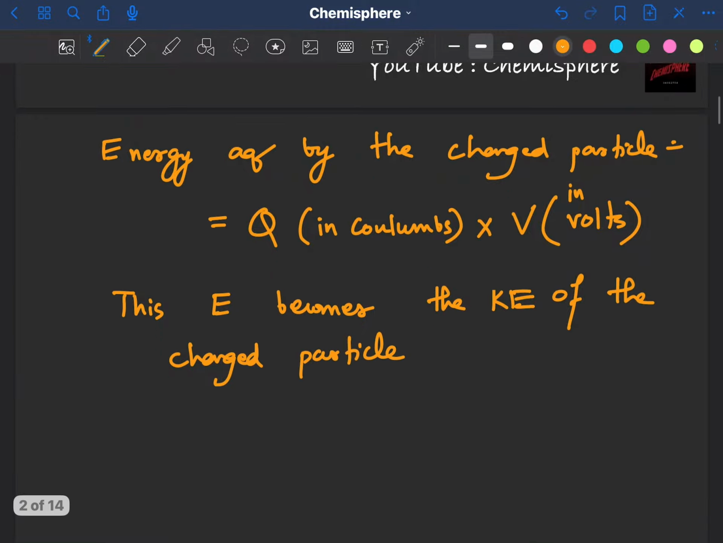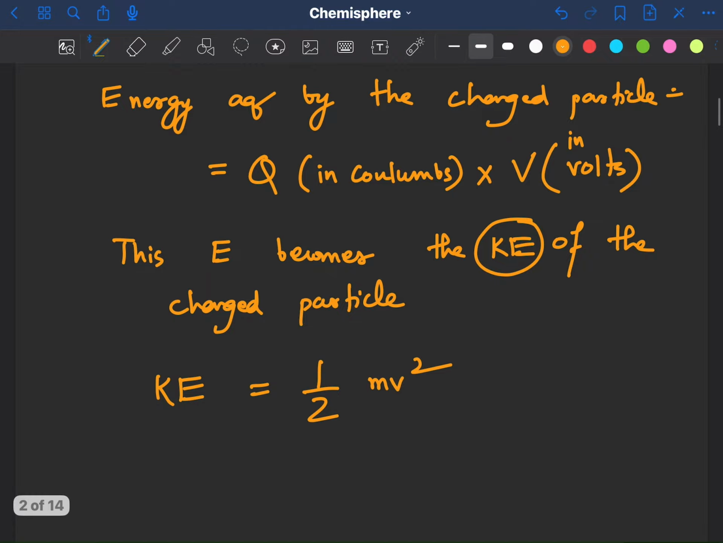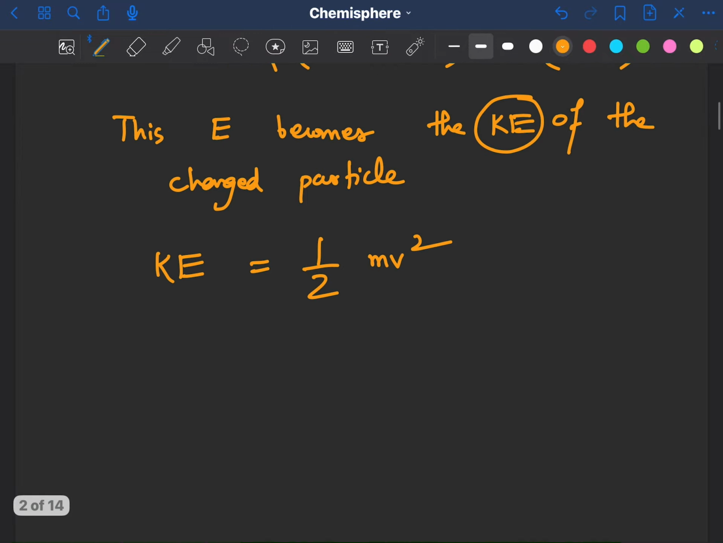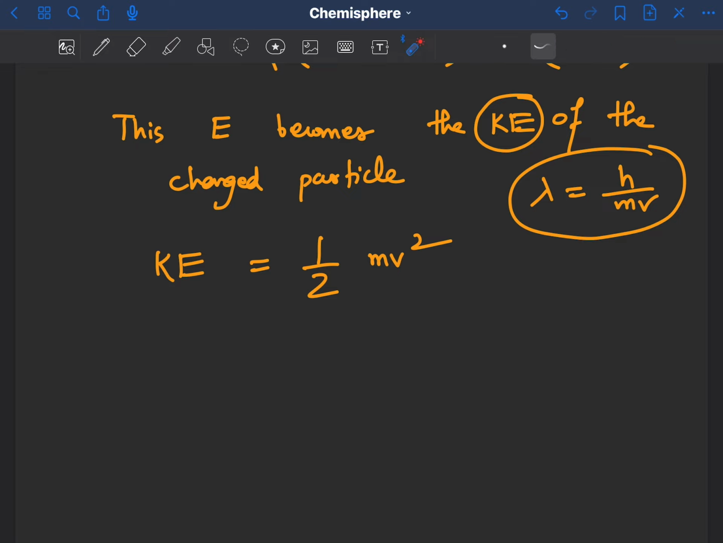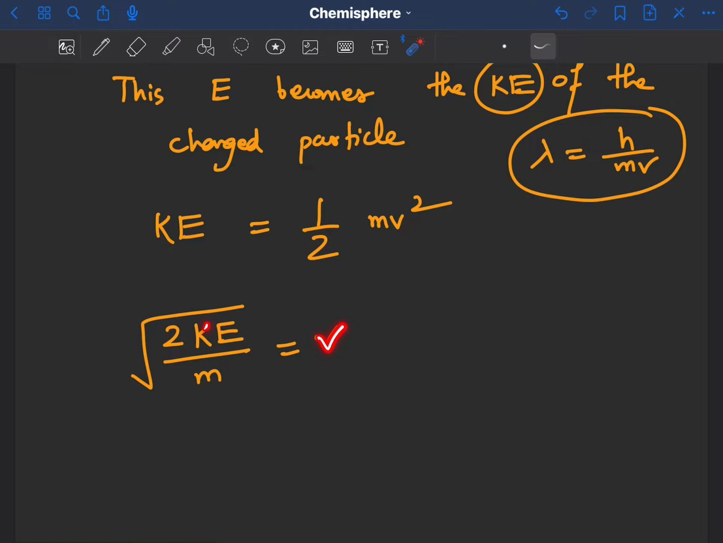Okay, so now we know that kinetic energy is equal to half mv square. As I said, we don't know any information about the velocity. We know that lambda is equal to h by mv, and in this equation we don't know the velocity of these particles, so I will try to get the kinetic energy with respect to v and substitute the value of v here. So I will get root of 2 into KE divided by m equal to my velocity. So I got the value of velocity with respect to kinetic energy and mass, and I can substitute this here.